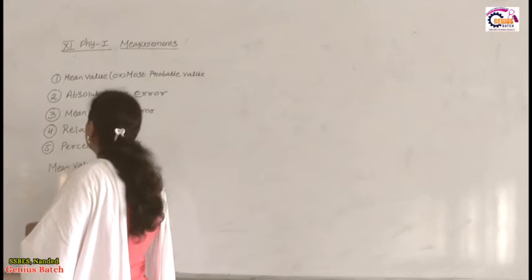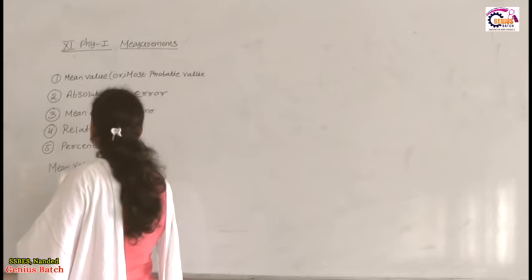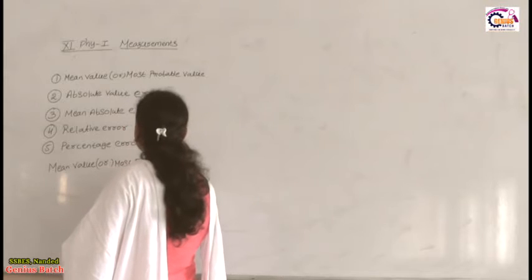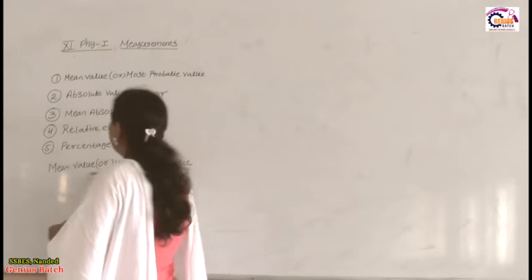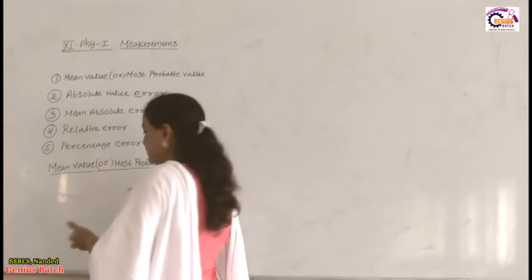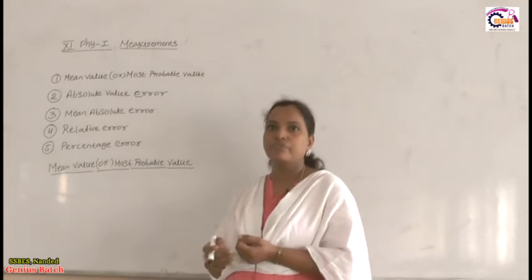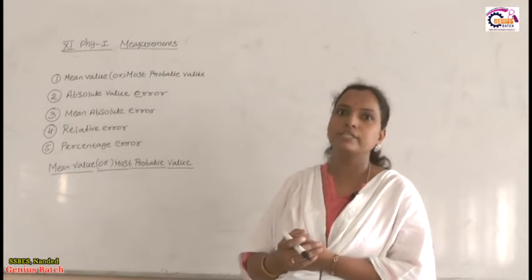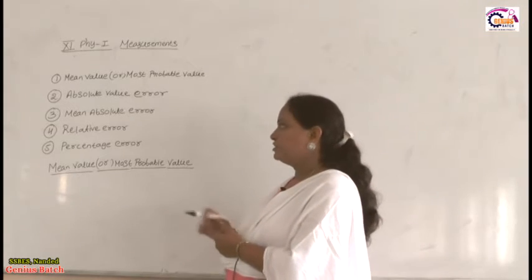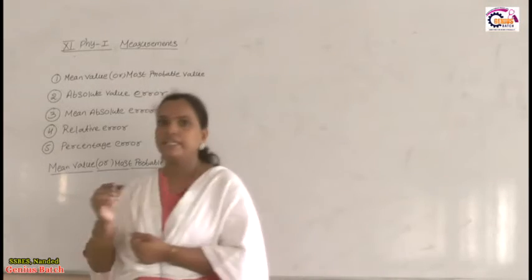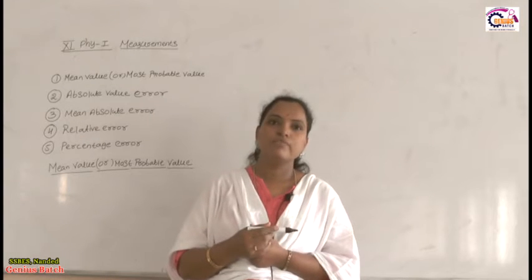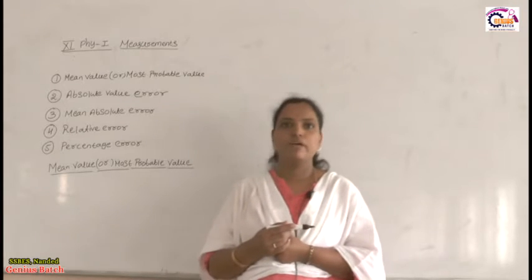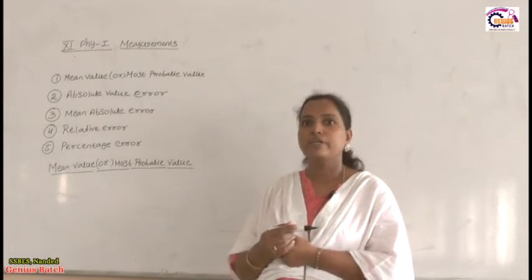Now coming to the first one, the mean value, or most probable value. In order to eliminate or decrease the error, we have to take a number of readings and take the average, or the arithmetic sum of the values. Suppose I am measuring the length of this marker: the first reading is 5 centimeter, the second 4.9 centimeter, the third again 5 centimeter, and the fourth again 5 centimeter.